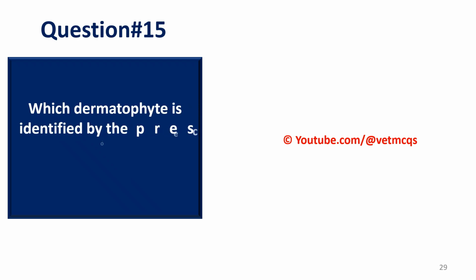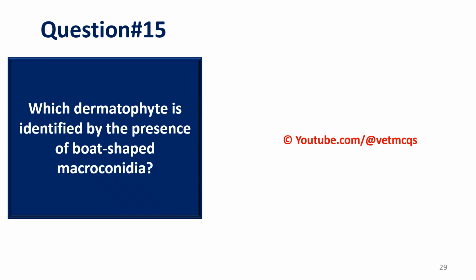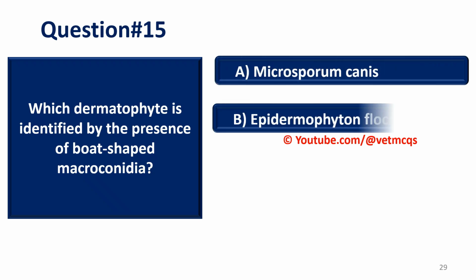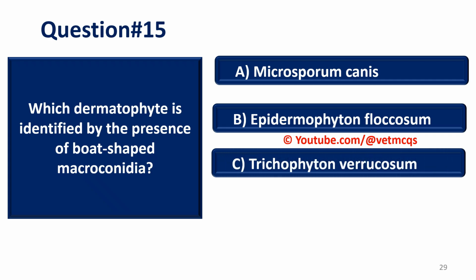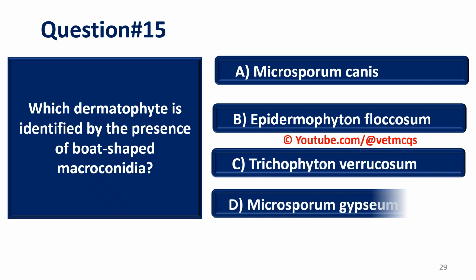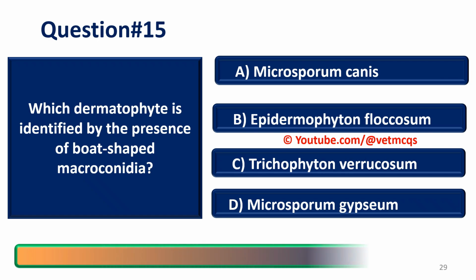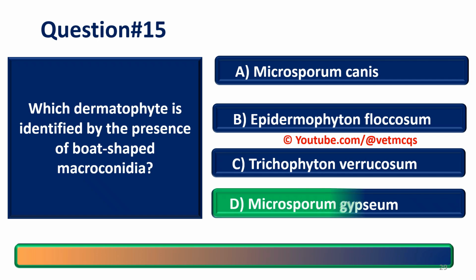Which dermatophyte is identified by the presence of boat-shaped macroconidia? Microsporum canis, Epidermophyton floccosum, Trichophyton verrucosum, Microsporum gypseum. And the correct answer is option D, that is Microsporum gypseum.